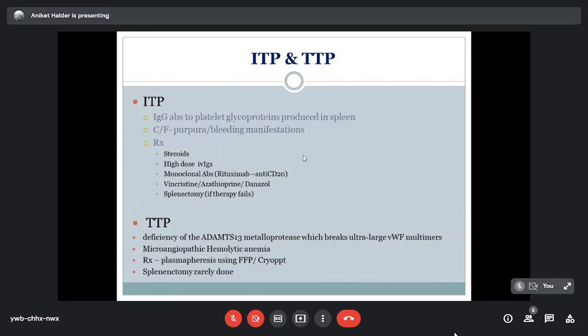They identify these coated platelets and they destroy these platelets. So there is macrophage activation also in these cases due to increased coating of the immunoglobulin IgG to the platelet, and there is destruction of the platelets causing thrombocytopenia. So there is purpura and bleeding manifestations.